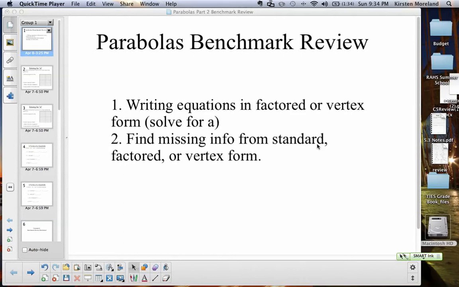Welcome to the parabola benchmark review. We're going to focus on writing equations in factored or vertex form, solving for a. And I'm just going to do two in vertex form.